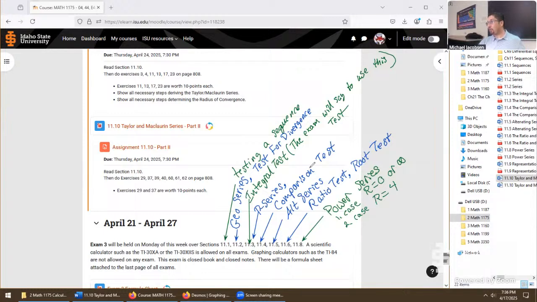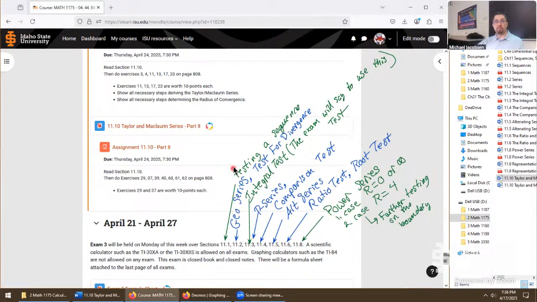So not exactly 4 on the exam, but a case 4, which means we have to do further testing on the boundary. So that's pretty much going to be the whole exam.